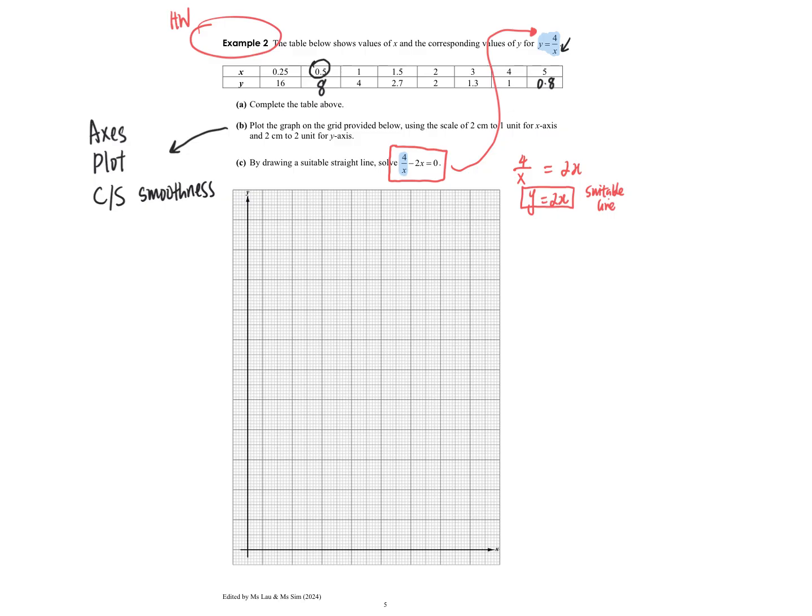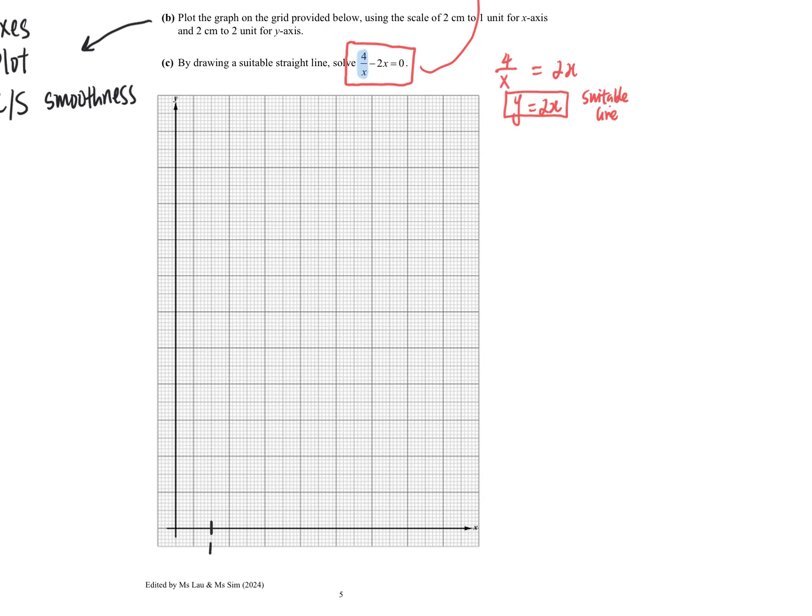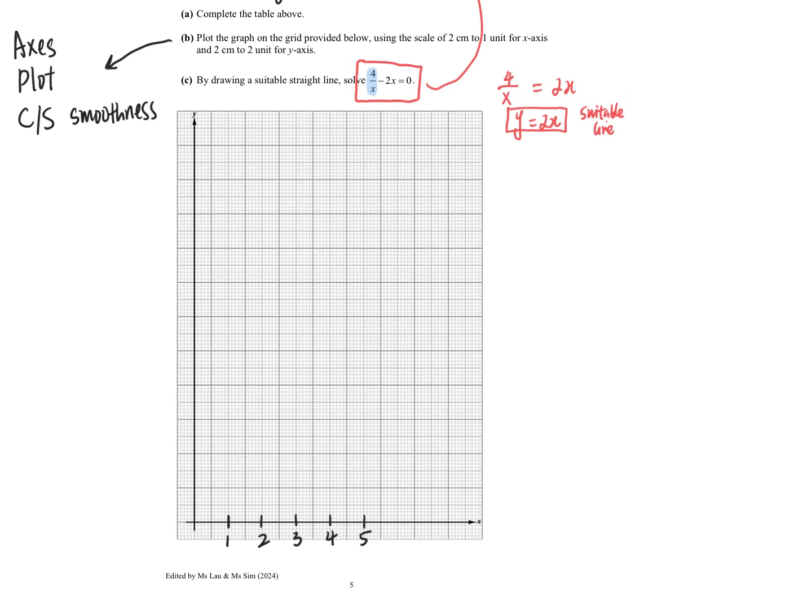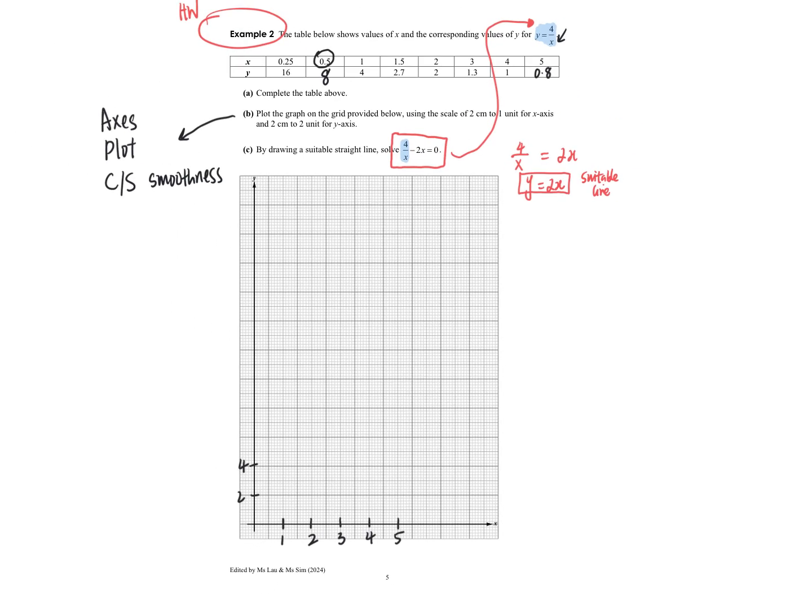So 2 cm for 1 unit on the x-axis. So 2 cm is 2 boxes for 1 unit. So you will go all the way until 5: 2, 3, 4, 5. The y-axis is every 2 cm is 2 units. So 2, 4, 6, 8, 10, 12, 14, 16.